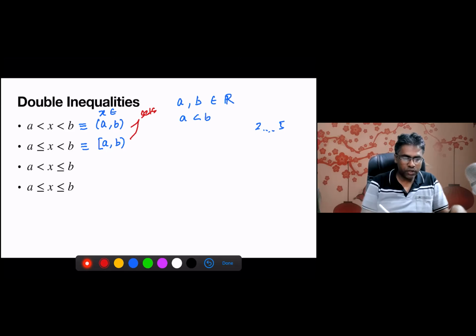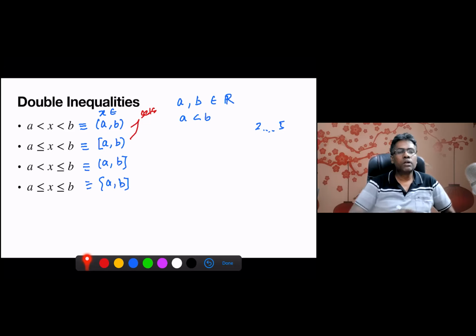Okay, and then here A is not included, but B is included. And then here both are included, so you use a square bracket on either side. So you can either go with this representation or with this representation. Both are the same. So that's nice actually.